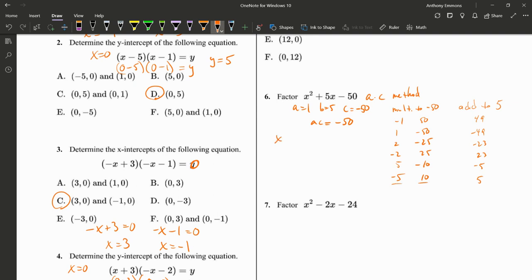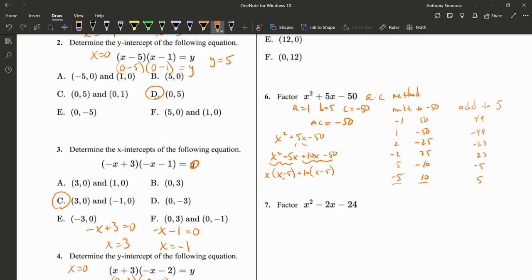We've been then taking the x squared plus 5x minus 50, breaking up that plus 5x. I'll go ahead and start with the negative 5. Negative 5x plus 10x minus 50, and then factoring by grouping. The greatest common factor here is just an x, so x times x minus 5. Here, a positive 10, and then x minus 5.